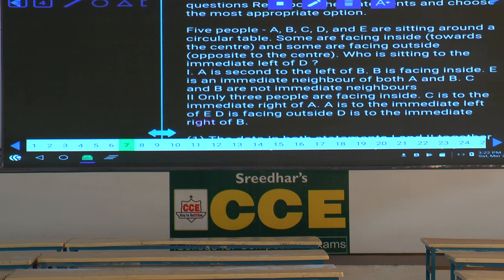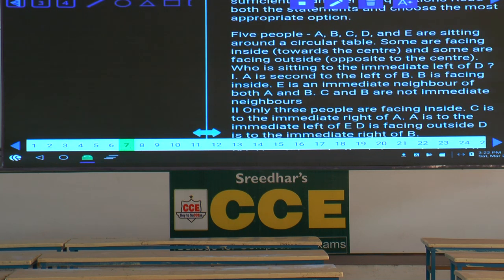Then seventh one. Now question number 7 onwards, it is based on data sufficiency. Now 5 people A, B, C, D, and E are seated around a circular table. Some of them are facing inside and some of them are facing outside. There are only 5 people. Then, facing outside, who is sitting to the immediate left of D?